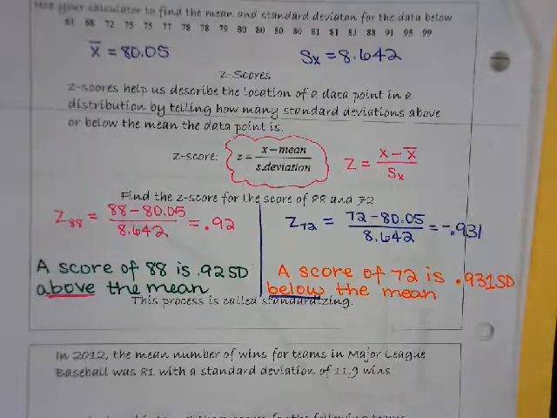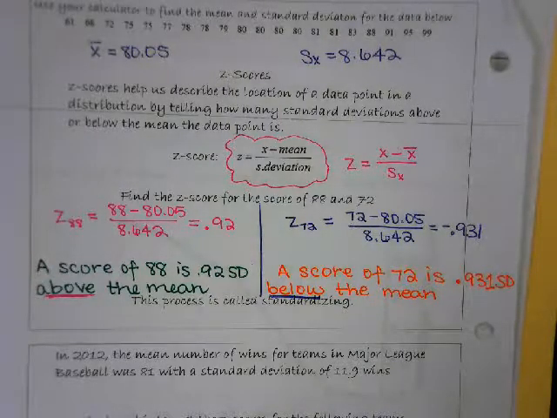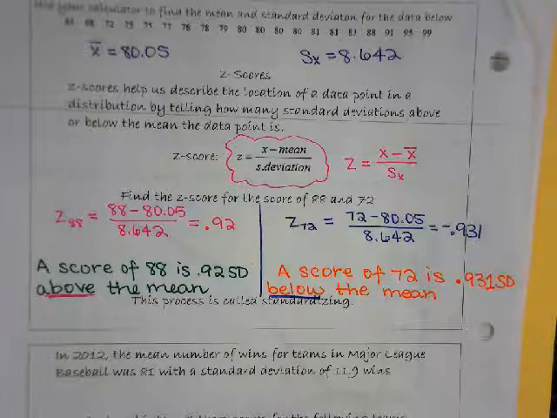Zach? We get marked down if you just say the score of 72 is 0.931 below the mean. Yeah, not a huge amount, but yeah. We need to have standard deviation in there. Tyler? No. You don't have to.